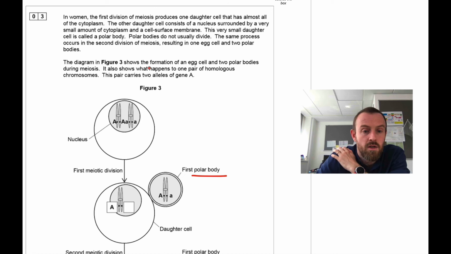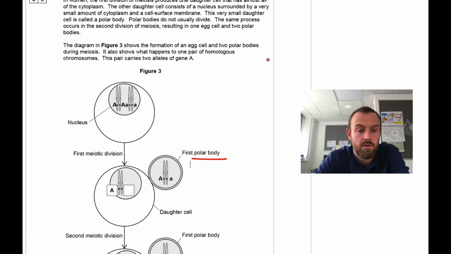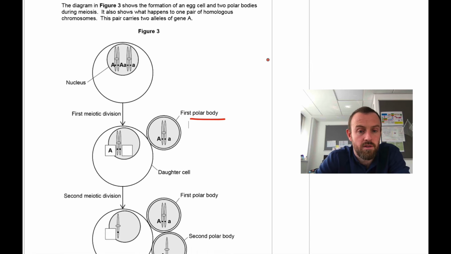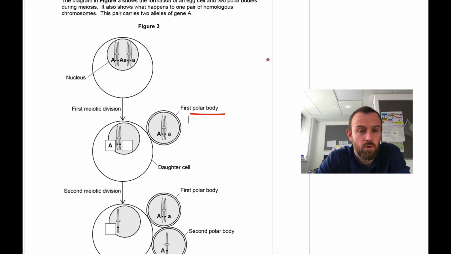Here it is. Polar bodies do not usually divide, and then the same thing happens in the second division of meiosis, resulting in 1 egg and then 2 polar bodies. And the diagram shows this. It also shows what happens to one pair, I'm going to highlight this, one pair of homologous chromosomes. This pair carries 2 alleles of gene A. Okay. All right, it looks like we're going to have to fill this in.